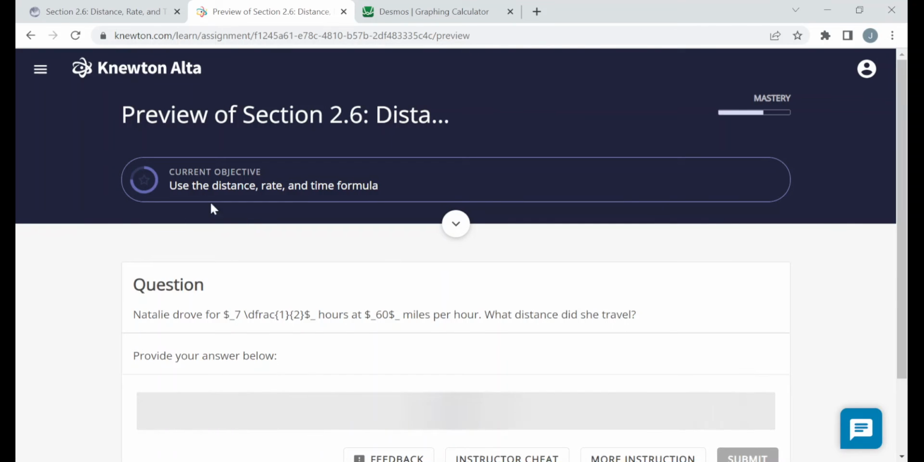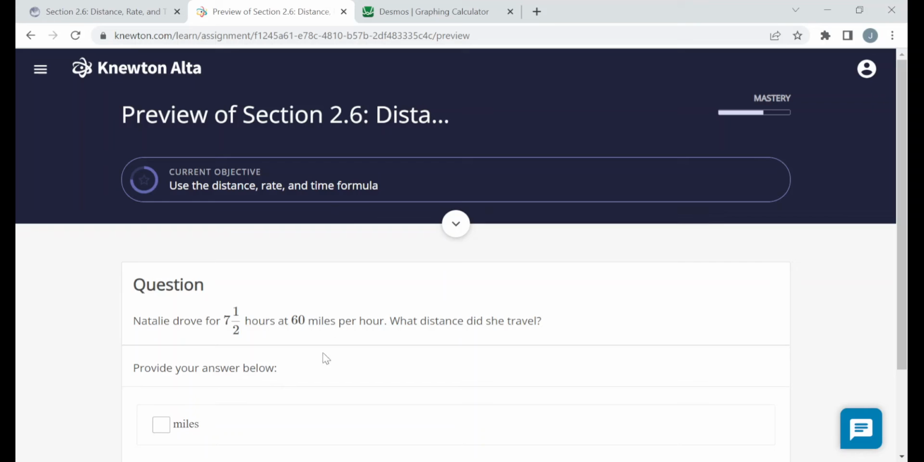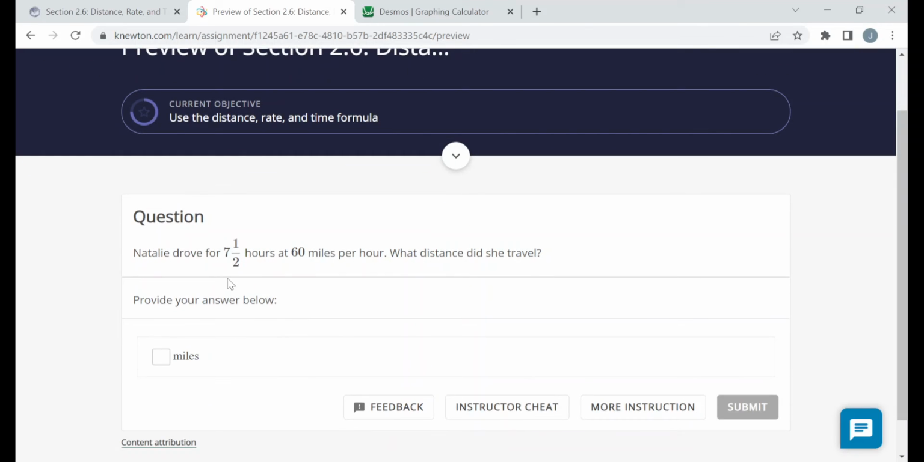Alright. Then it looks like, wow, 4 of these in a row. Okay. So here, another one. We have the rate, 60 miles per hour. We have the time, 7.5 hours. So what distance was traveled?